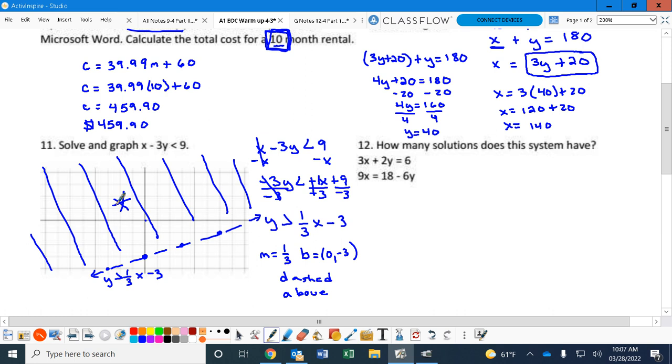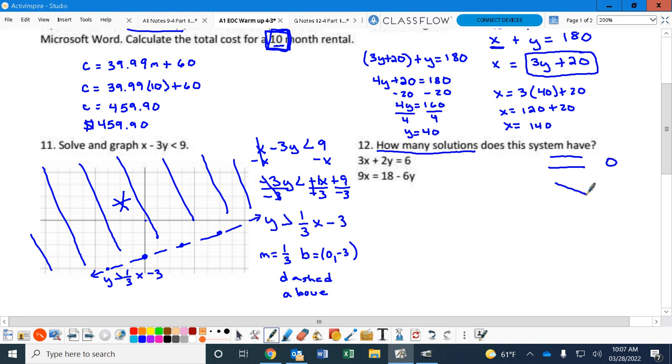Okay, last one. Read this question and tell me what it's asking you. Does it ask you for the answer? No. All it's asking you is what? How many solutions? So let's remind ourselves what the possibilities are. You could have two lines that never touch each other, and how many solutions would they have in common? 0. None, either way to say it is fine.